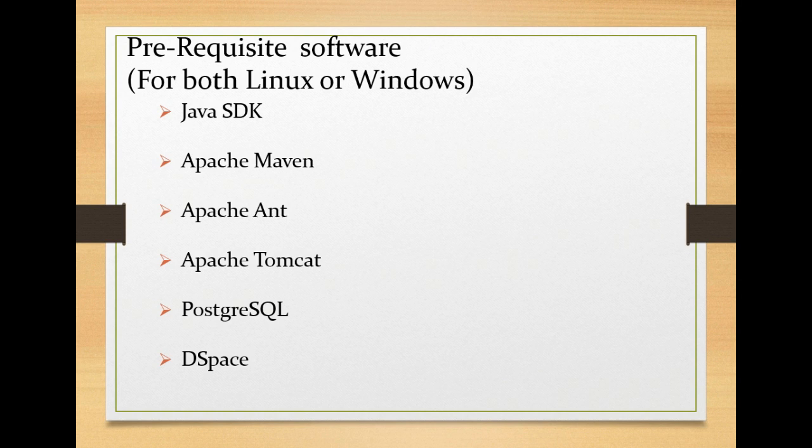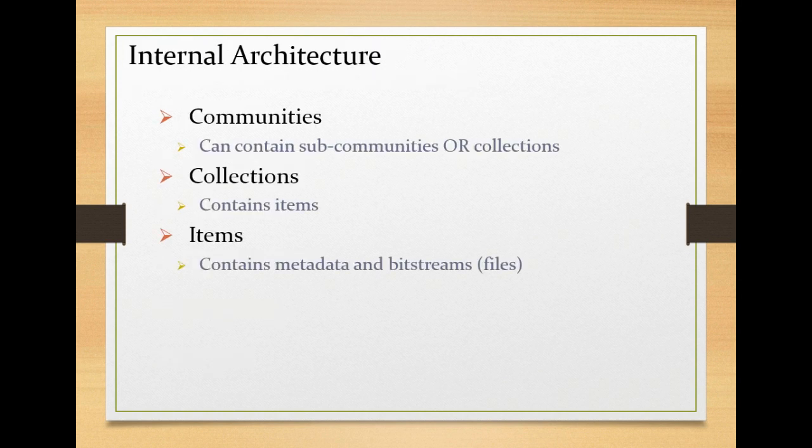And this is the internal architecture. It works in three levels. The first one is the community, where we create the top level community.